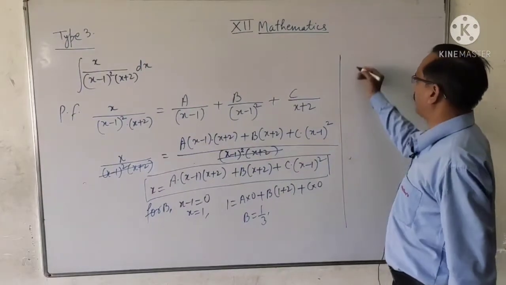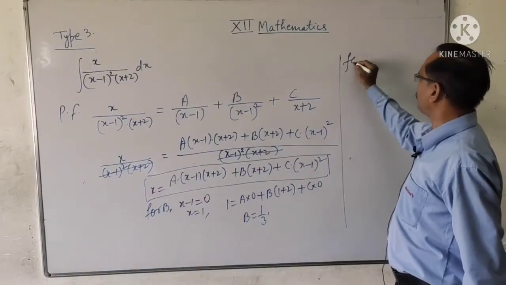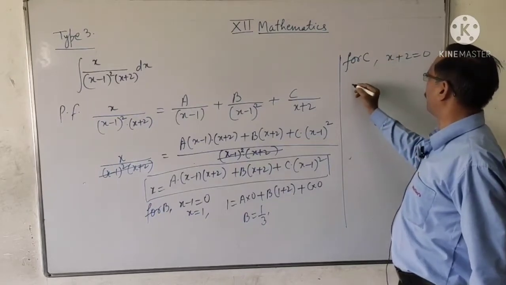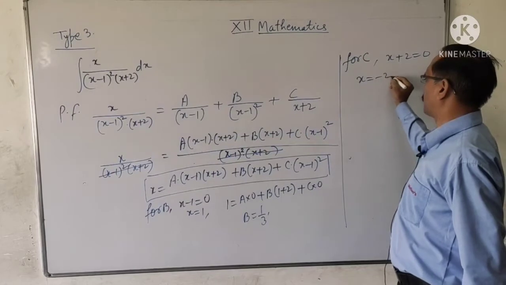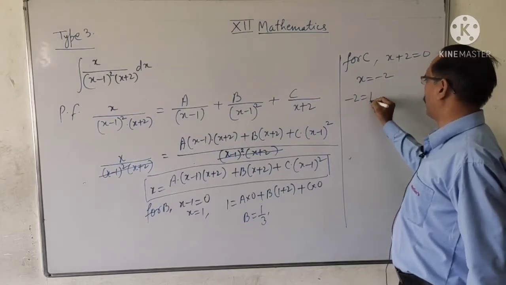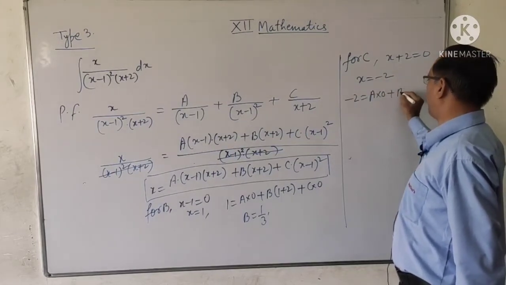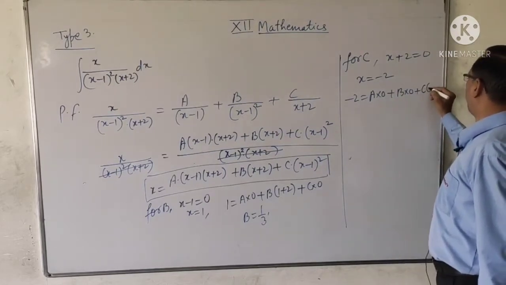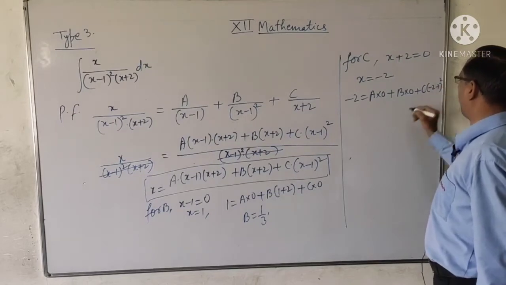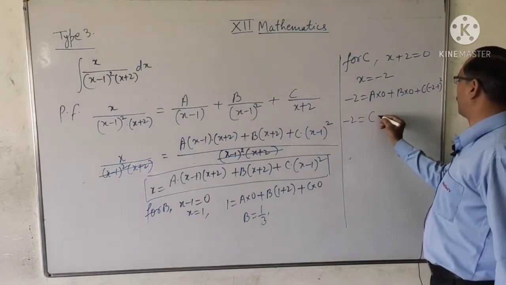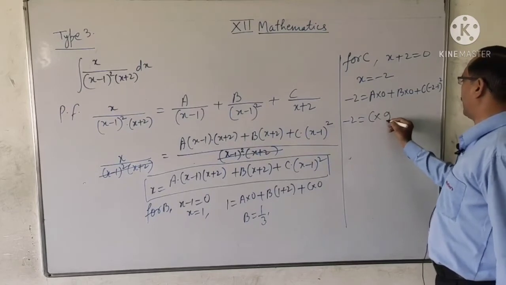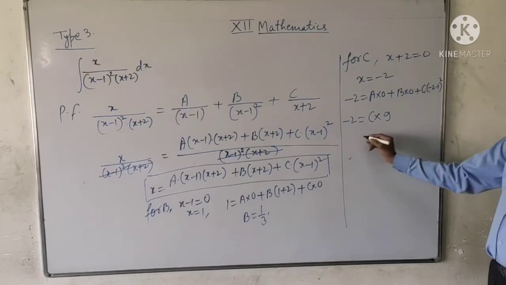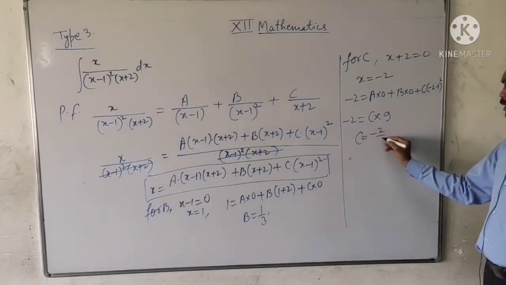Now to find the value of C, we will put x plus 2 equal to 0. Then x equal to minus 2, and minus 2 equal to A into 0 plus B into 0 plus C into (minus 2 minus 1) whole square. Then minus 2 equal to C into 9, because minus 2 minus 1 is minus 3, and square is 9. So the value of C equal to minus 2 upon 9.